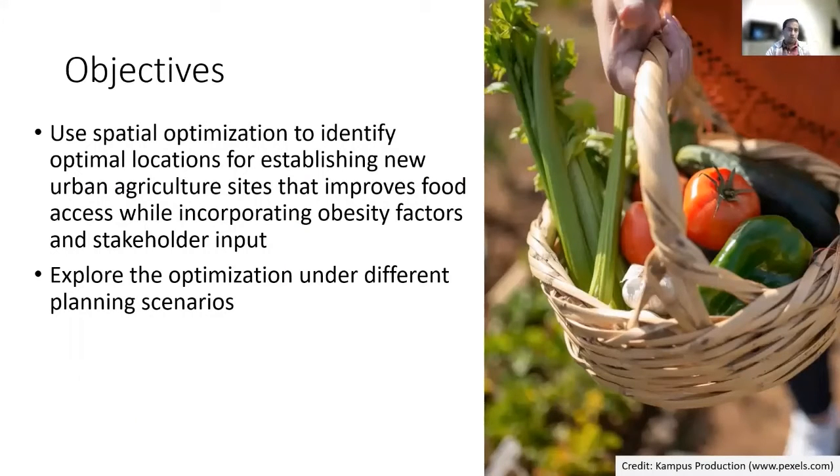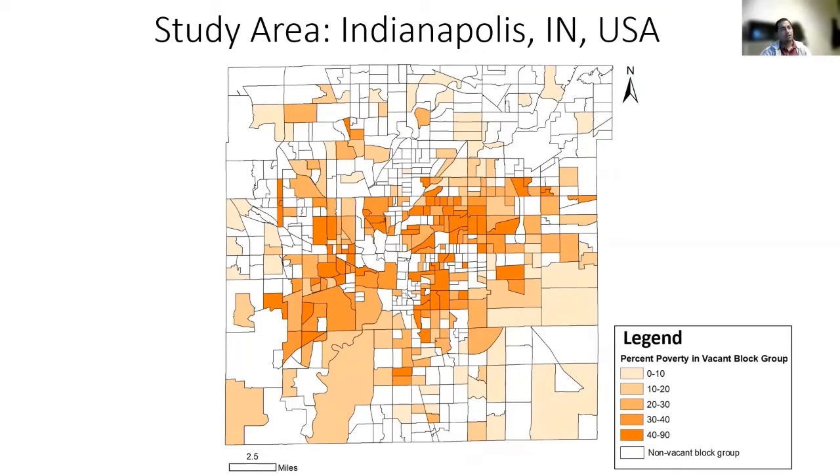So our main goal of this project is to use spatial optimization to improve site location for new urban agriculture so that we can optimize food access while also incorporating obesity factors. Just to give you an overview of the study area, we conducted the study in the City of Indianapolis in Indiana, which is the 15th most populous city in the US with roughly 880,000 people. As noted on this figure, the city has major problems with obesity, food inaccessibility, and vacant parcels.